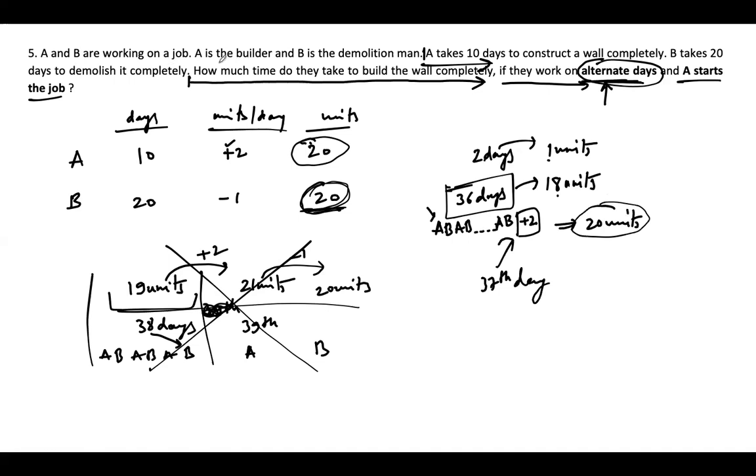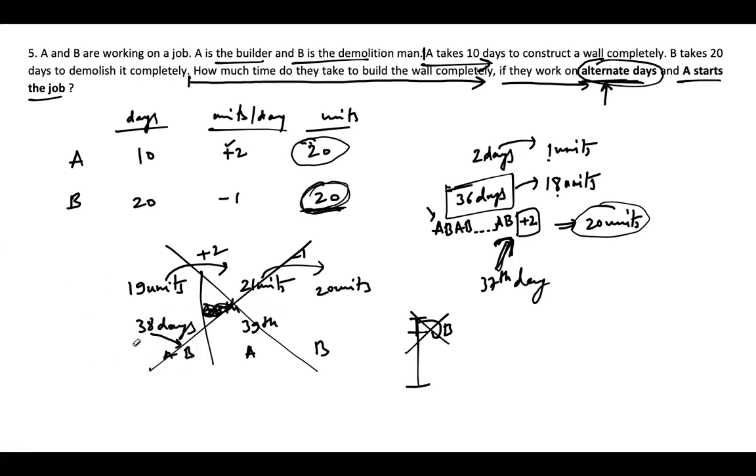So if A is building and B is destroying, B can't be the last person to make the wall. Is this point clear? The last person has to be A and not B. It's as if you're saying that the wall is already completed and went beyond 20 units and then B is destroying the wall. This is wrong. Is this point clear, Astha? So could you please explain the last part once?